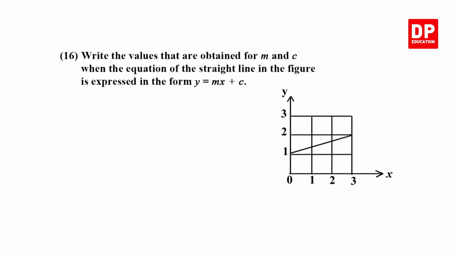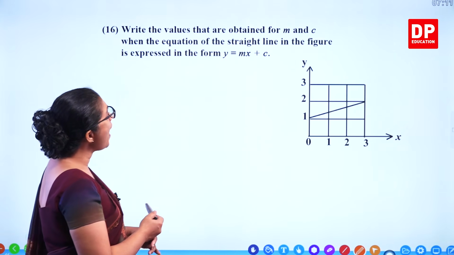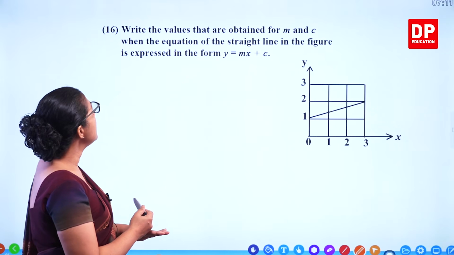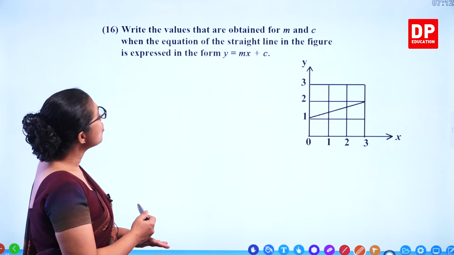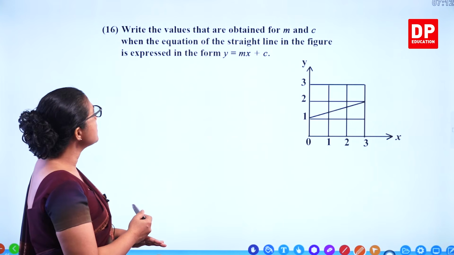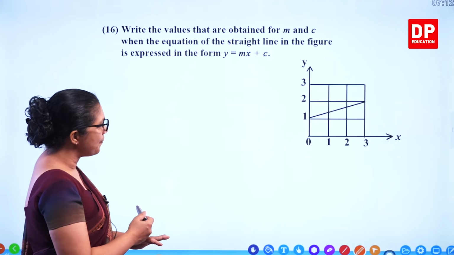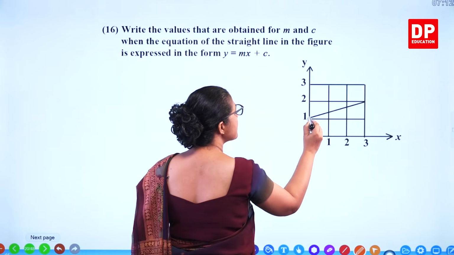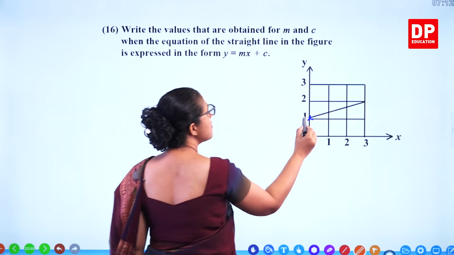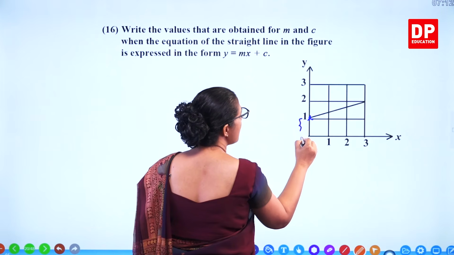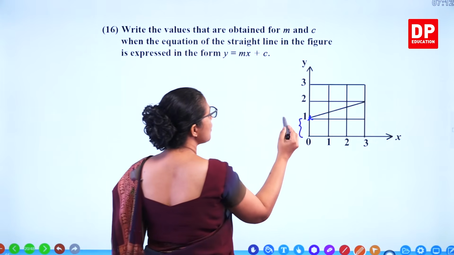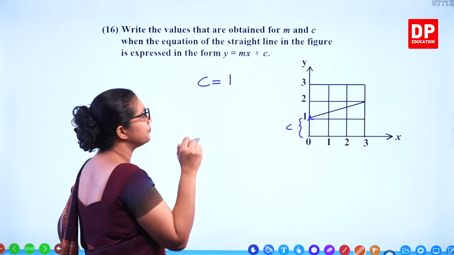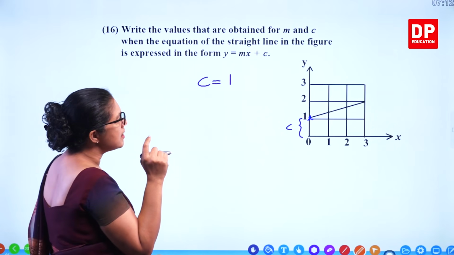Question number 16. Write the values that are obtained for m and c. So what's m? Gradient. c is the intercept. When the equation of the straight line in the figure is expressed in the form y equals mx plus c. Look at the graph carefully. It crosses the y-axis at this point. So this is called the y-intercept or intercept. So this is the c value. So c is 1. So what's the gradient?